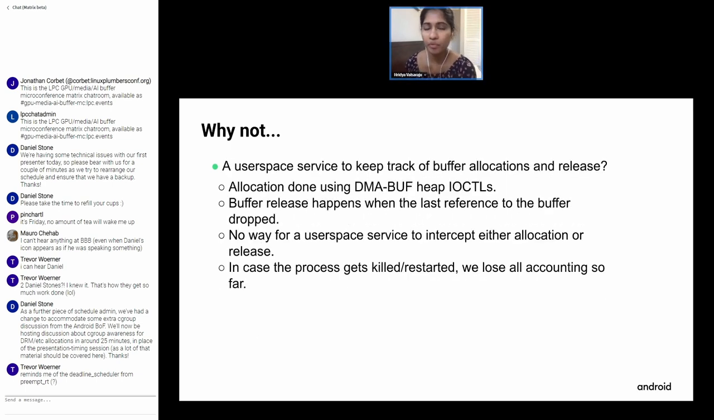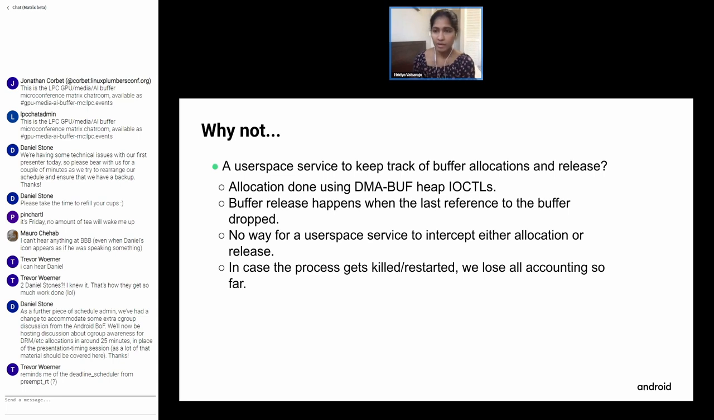The next solution we looked at was whether we can use a user space service to keep track of buffer allocations and releases. However, we could not find a sure-shot way to ensure that a user space service can intercept all DMA-BUF allocations and releases. This is because DMA-BUF allocation in Android happens through the DMA-BUF heap ioctls, and the buffer release, of course, happens when the last reference to the buffer has been dropped.